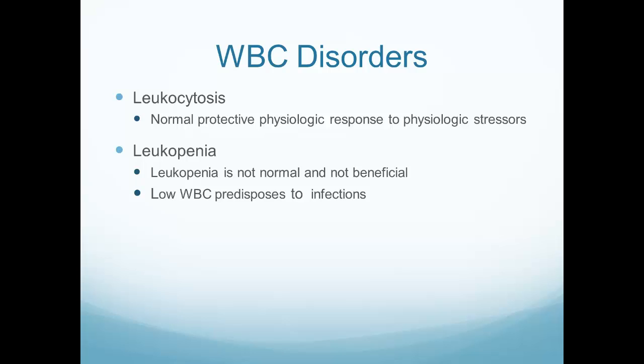White blood cells, on the other hand, we can have the same situation. We can have too many or too few. Normally, a leukocytosis, too many, is going to be a normal protective response when the patient has an infection or inflammation. So we're going to see an increase in our white blood cell count as a result of having inflammation or infection. On the other hand, we can have a leukopenia, a decrease in our white blood cell count as a result of the patient having some kind of disease process.